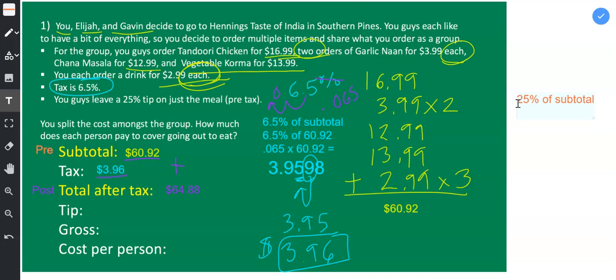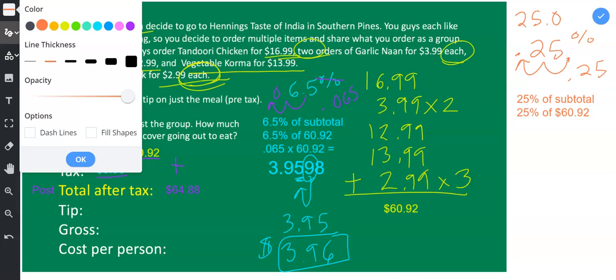And then 25% of, well, the subtotal was $60.92. Next, I need to change the 25% to a decimal. This time, sorry, I don't see a decimal. So I need to remember that 25 is the same as 25.0, so the decimal is really here on the right side. Then I move the decimal 2 times to the left and it ends up in the front. So it's 0.25. So 25% is the same as 0.25 or 25 hundredths.